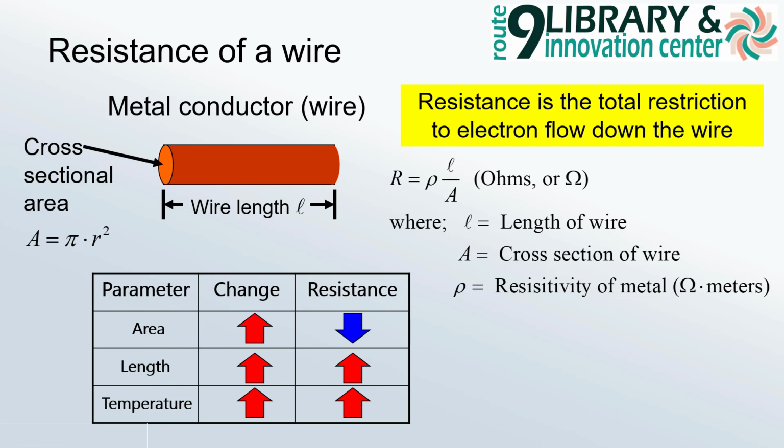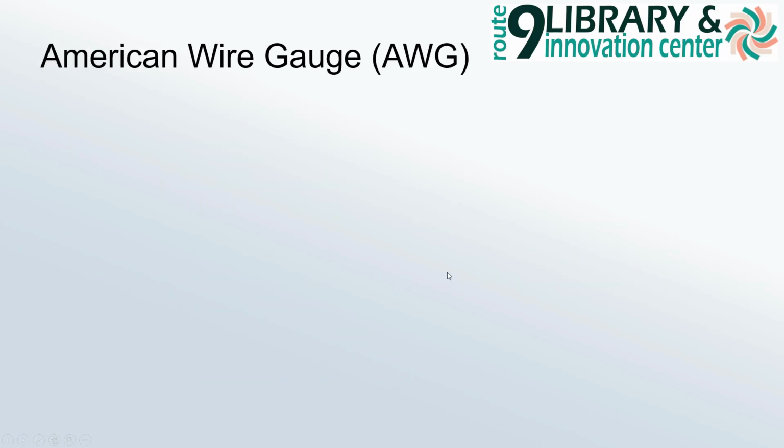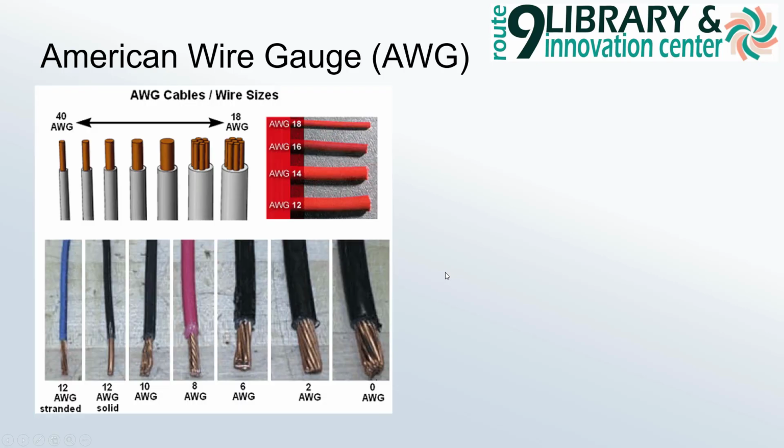If I have a shorter wire, it will have lower resistance as well. There's something called American wire gauge, and these are standard sizes for wires. As it turns out, the bigger the number for the gauge, the smaller the diameter, for whatever reason, and the lower the number, the bigger it is. Typical values are 18 gauge to 40 gauge.